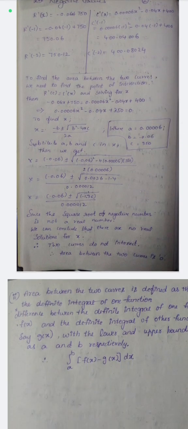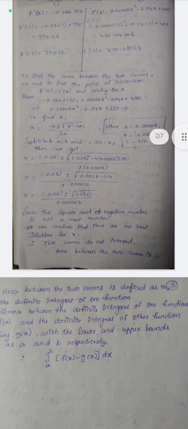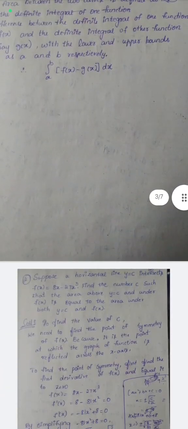The area between two curves is defined as the difference between the definite integral of f of x and the definite integral of the other function, say g of x, with lower and upper bounds a and b respectively.